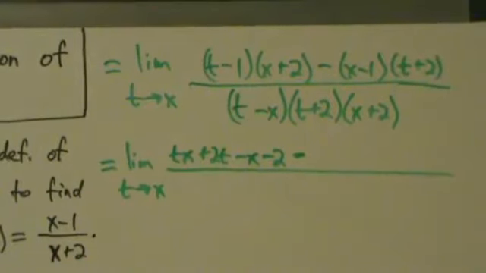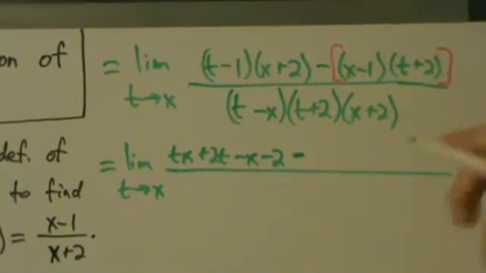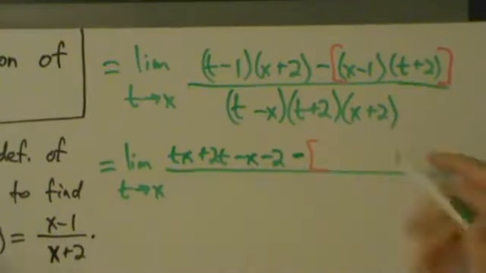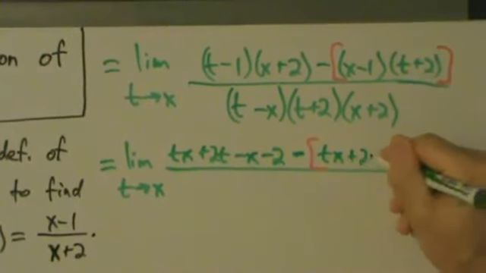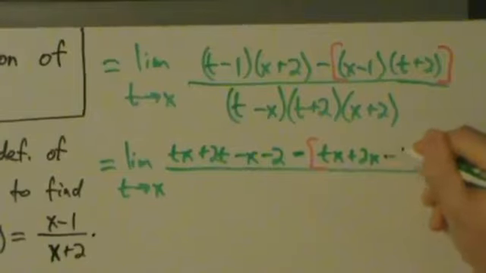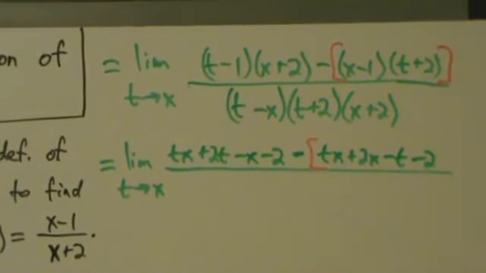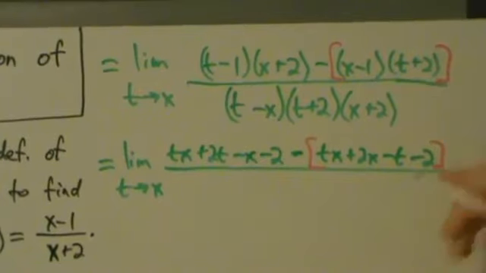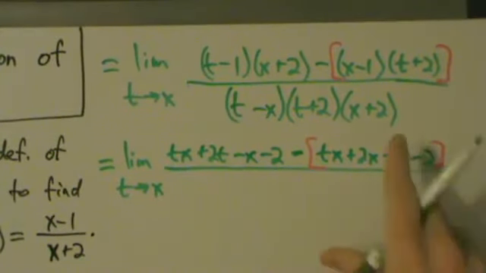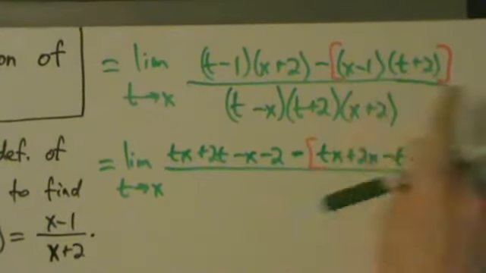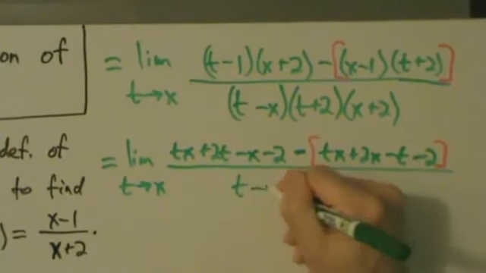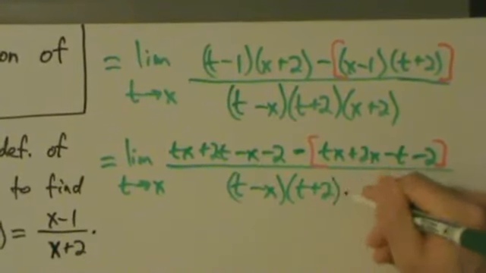So what we really should say is, let's go ahead and do this. We'll put red brackets around this. Alright, so now inside of these red brackets we're going to FOIL. So first gives us tx, or xt, but it's the same thing. Outer is plus 2x, and then inner is minus t, and then last gives us minus 2. Okay? So that's what's going on here. So we want to be very, very careful about that, and make sure we're careful with this minus sign here. So we got to have these red brackets out here. And then on the bottom we still have (t minus x)(t plus 2)(x plus 2).